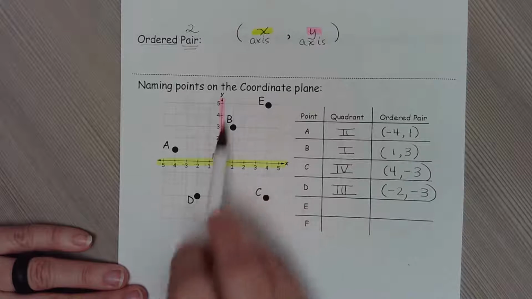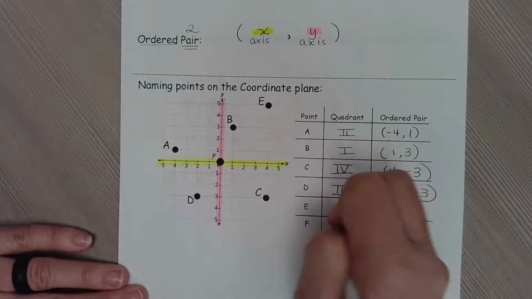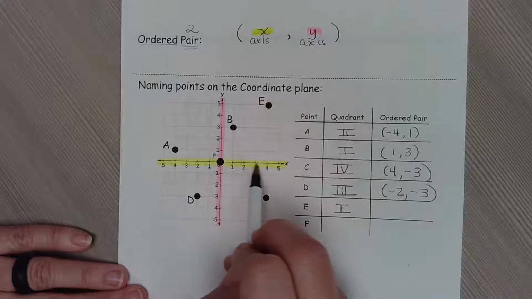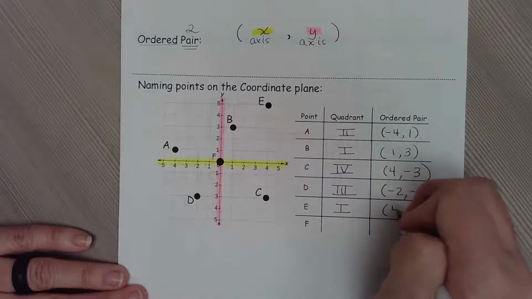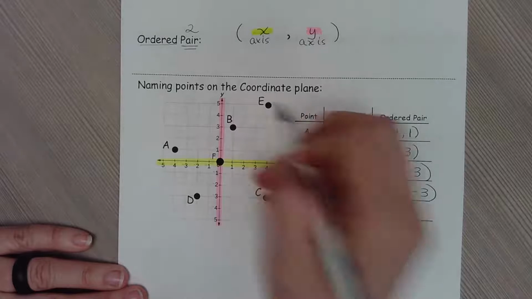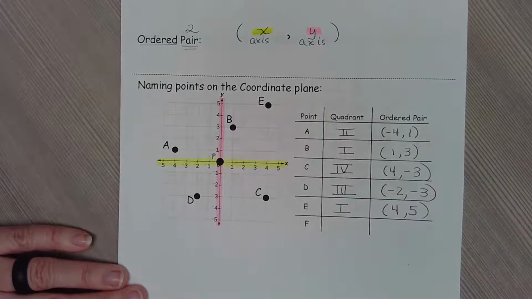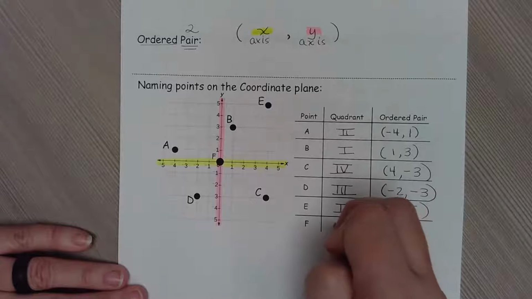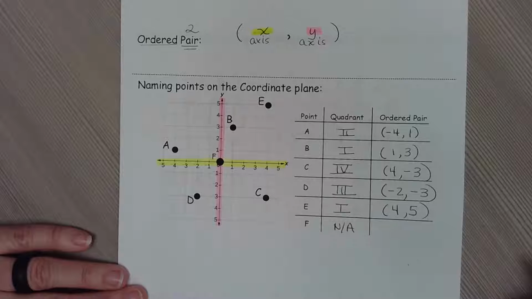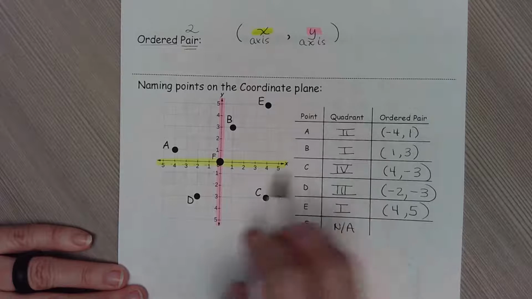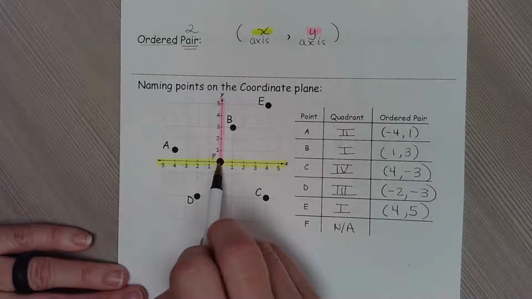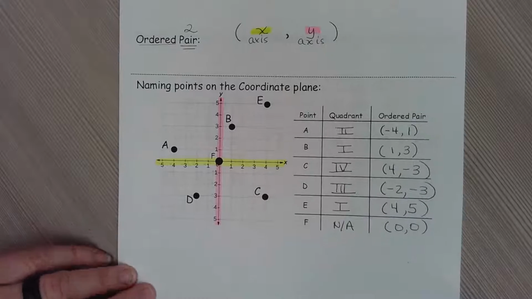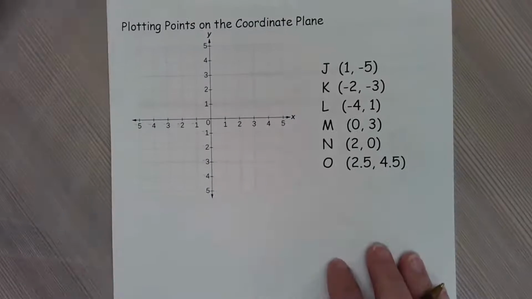E is located in quadrant 1. And to get to E, we would go right 4. And then we would go up 5. So 4, 5. And lastly, F. Now, what quadrant? It's not in a quadrant, okay? F is not in a quadrant. The ordered pair, that is the origin. Remember we said where they intersect is the origin. That is 0, 0.